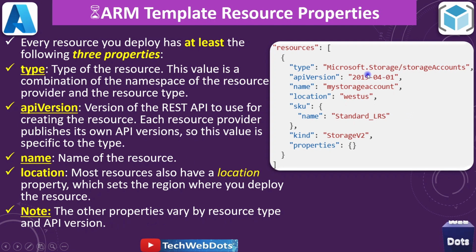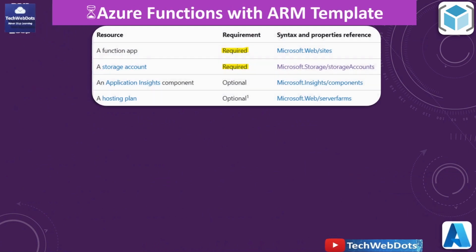For example, we are talking about storage, and there can be different types of resources, for example VM, network, queues, or Service Bus. So properties may change according to the type of the resource. Now, we talk about Azure Functions, our main agenda with the ARM template.